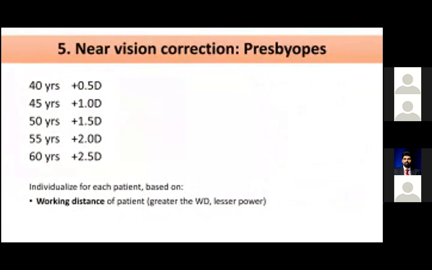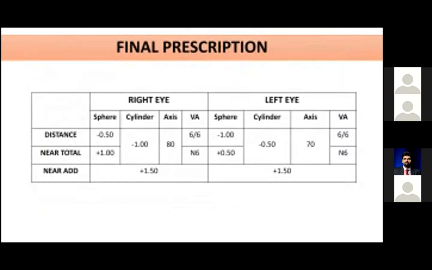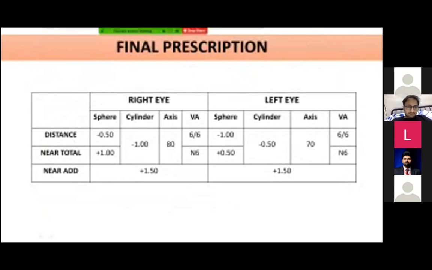The last thing is to give the final prescription to the patient so that the optician can understand. This is the format in which the prescription should ideally be written. You should have right eye, left eye, sphere, cylinder, axis, visual acuity. The near total is always written above the near add because the near total includes the cylinder and axis. So we have a common box for cylinder and axis for the near total, and the near add is mentioned below. So the optician knows what is the addition given for reading, and also knows, including the sphere, what is the total power for near. This is how the prescription has to be given.